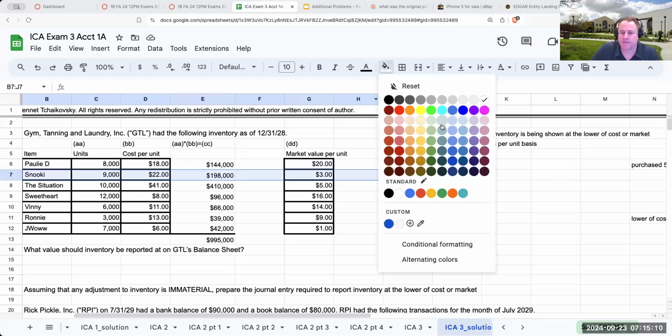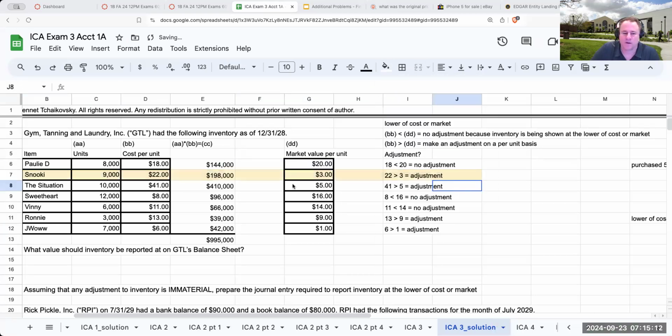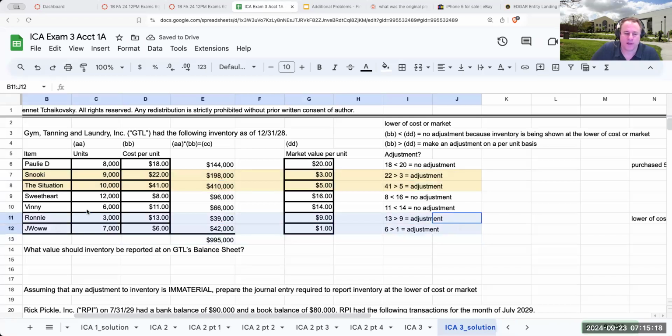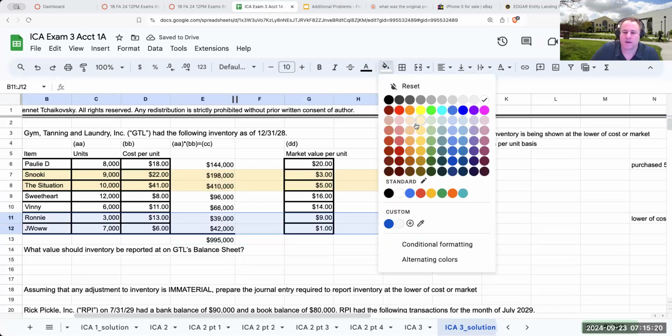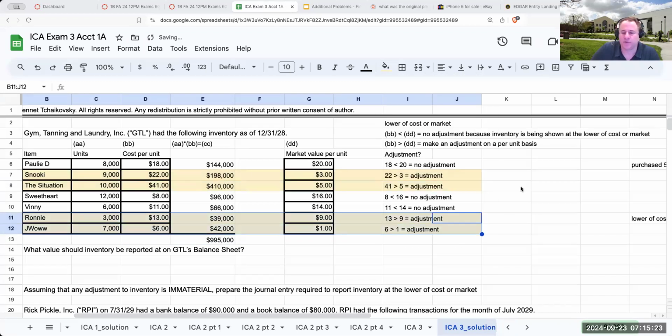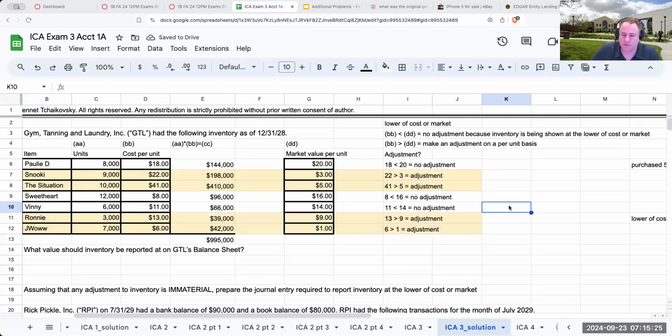So on these items here, for Snooky, for the situation, and then for Ronnie and JWoww, I'm going to have to go through and make adjustments. For Paulie, Sweetheart, and Vinny, I don't do anything with these. So the first step is to identify those items that need an adjustment. Now, what is going to be the amount of the adjustment?